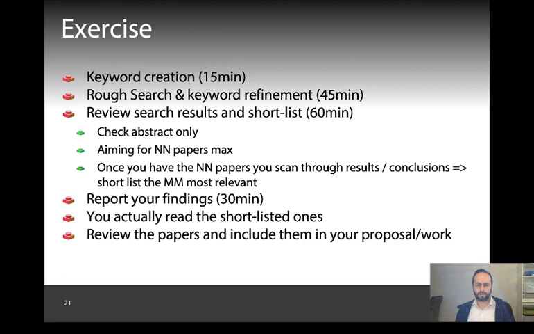Then what you want to do in the second stage, which is going to take 45 minutes, is create a pile, say, of 30 papers that are relevant, again, based on the keywords. And again, you are not actually reading those papers, but you're just looking at the title and the abstract, probably also looking at the authors and the keywords. And you want to pile, say, 30 to 50 papers. And then once you have created that pile, you want to spend, say, 1 more hour to more carefully check those papers, where you want to scan the results and conclusions, and you want to create a shorter list, say of 10 to 15 papers. And then you actually review and report the findings of those 10 to 15 papers, and you include them in your proposal or paper or work.